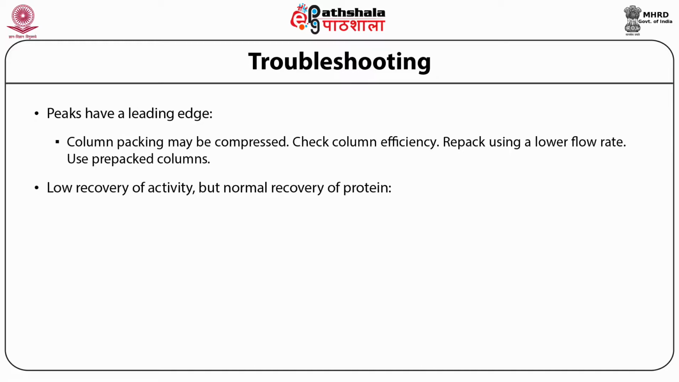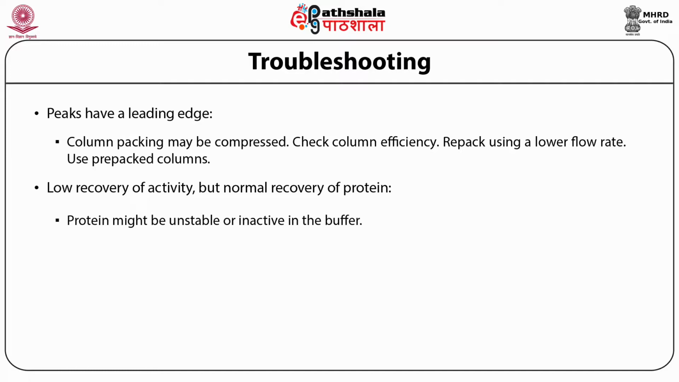Now, what does that mean? That means we obtain a normal amount of protein, but then the protein obtained has a decreased activity. This could be because the protein might be unstable or inactive in the buffer that we have used for the mobile phase.